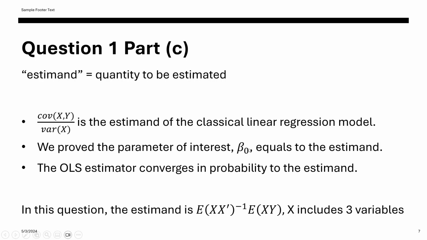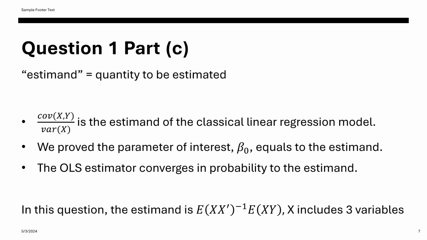Ultimately, we would like to estimate beta, but beta is not a statistical object. So we show that beta equals this guy. And then we use the OLS estimator to estimate this, right? So this is our estimand. And then later we show that the OLS estimator converges in probability to this guy, and then this equals beta 0 from the proof. That is another step we could think about.